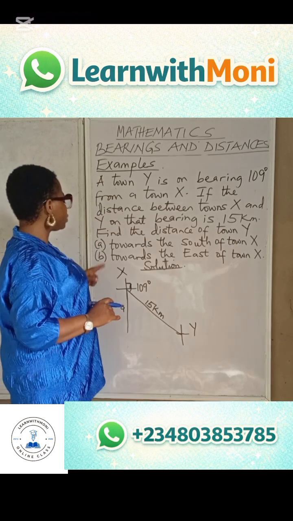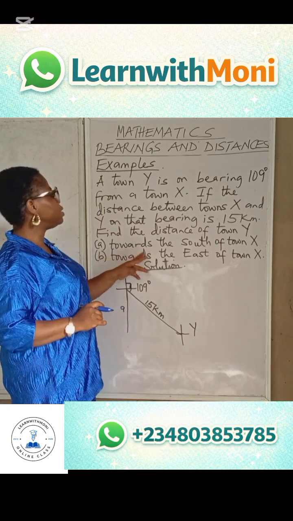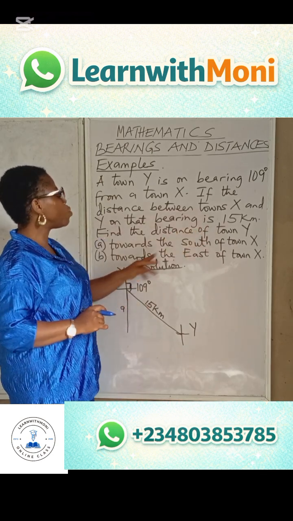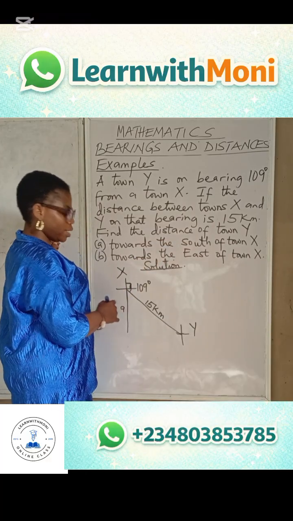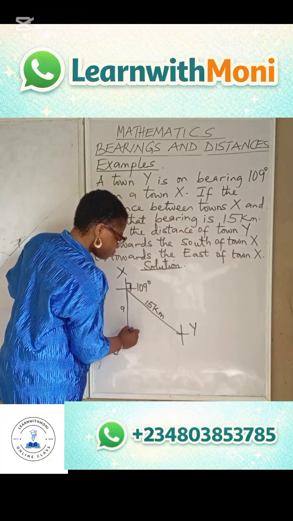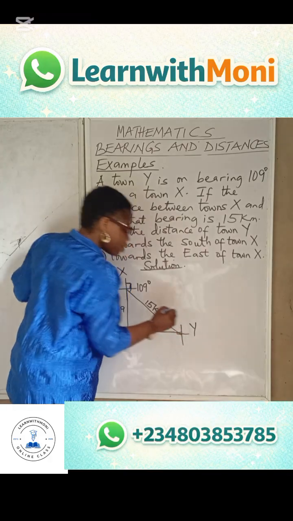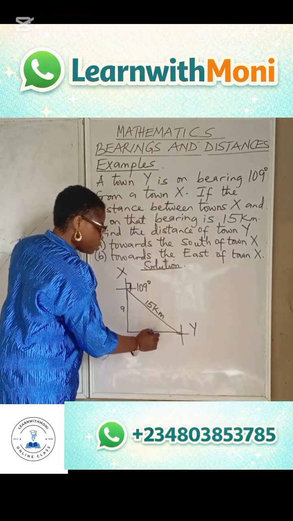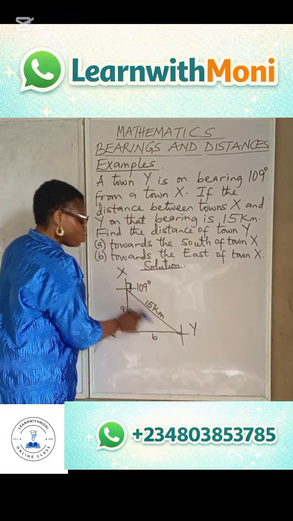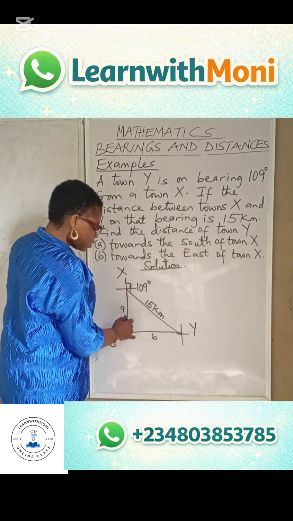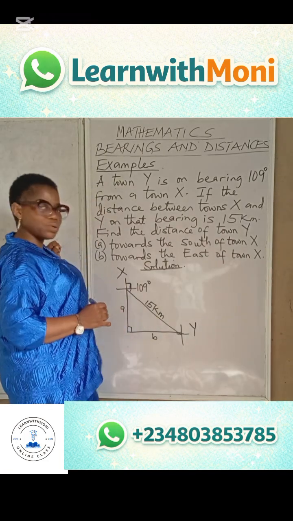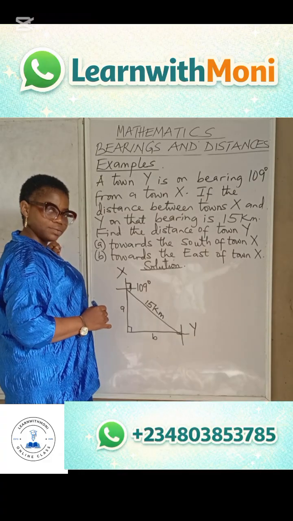And the second question is for us to find the distance of town Y towards the east of town X. This is the east of town X. So I want to call this B. These are the 2 questions we are asked. Now there is a right angled triangle created here.